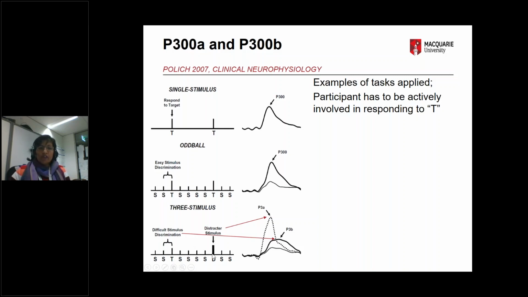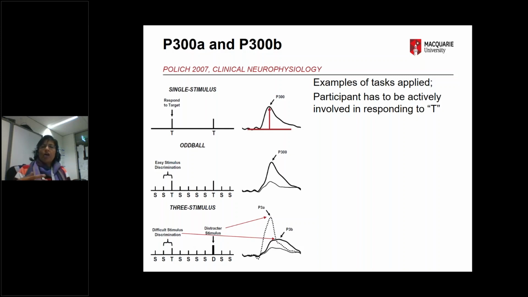But then if you introduce a distractor, right? Same paradigm, but this time you introduce a distractor. This distractor will give you this frontal, slightly earlier response, P3A. Now, this looks bigger over here, but if you keep adding these distractors, this P3A actually becomes smaller and P3B appears to be larger. But P3B is always more reliable.